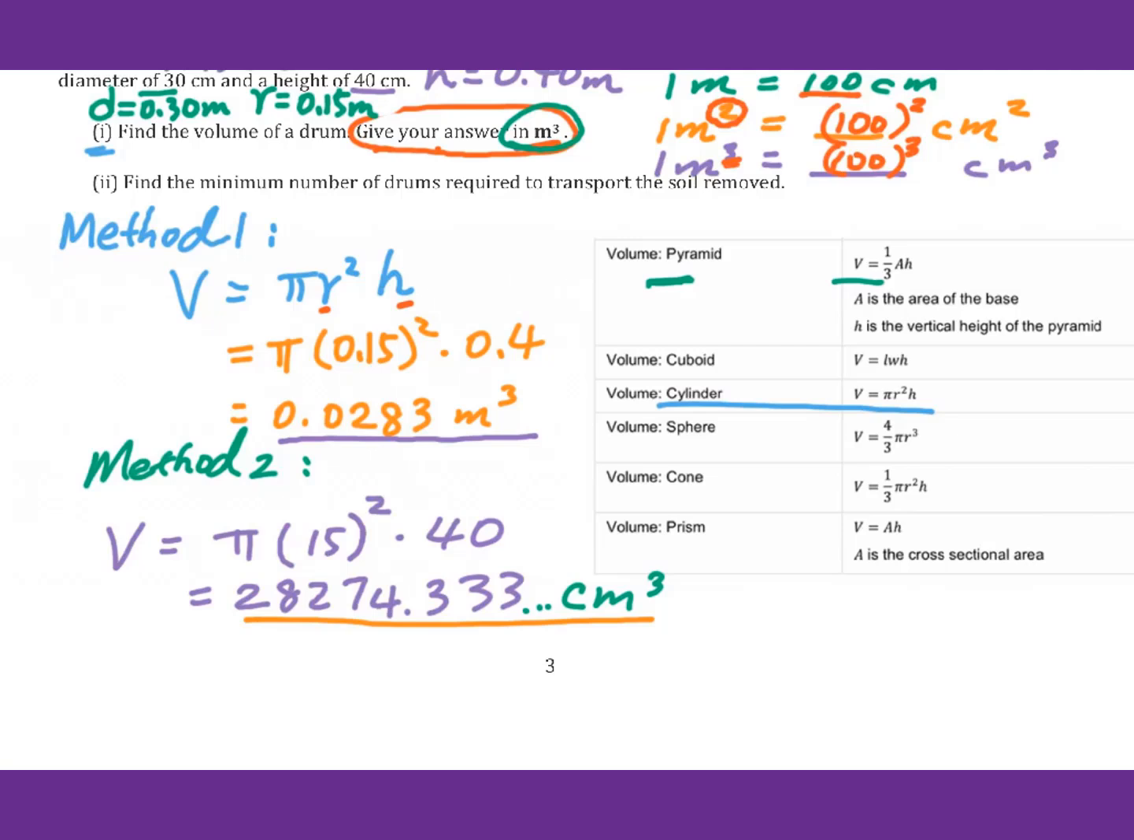Then you need to change into meter cubed. You have to divide it by 100 to the third power. This step, a lot of students will make a mistake. Then you will get 0.0283 meter cubed. Normally, we use this method 1.